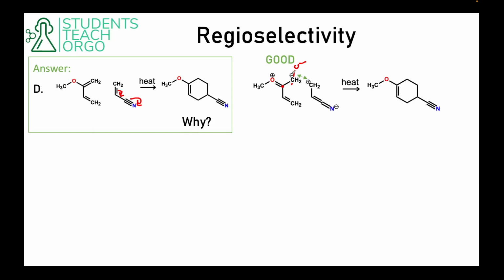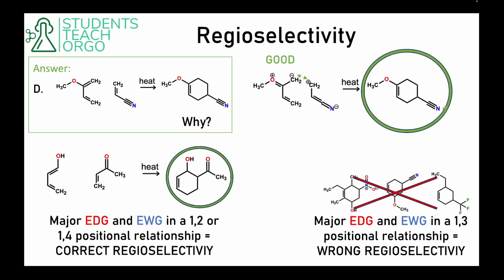And so we're going to want to line up that negative charge with that positive charge. And now we have a 1,4 relationship between the electron donating group and the electron withdrawing group. All right, so we can summarize this by saying that if the electron donating group and electron withdrawing group are in a 1,2 positional relationship or a 1,4 relationship, then you've figured out the correct regioselectivity.